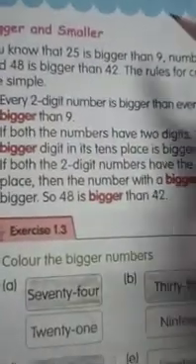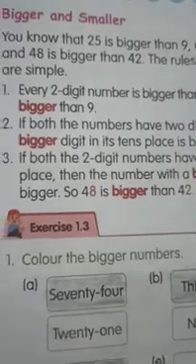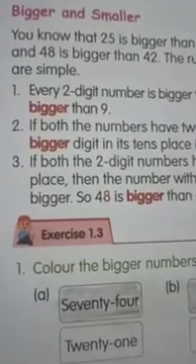Next we have bigger and smaller. Children, here we have the numbers 25 and 9. This 25 is bigger than 9. How can you say 25 is bigger than 9? Because 9 is a single digit number and 25 is a two digit number. So a one digit number is always smaller than a two digit number.